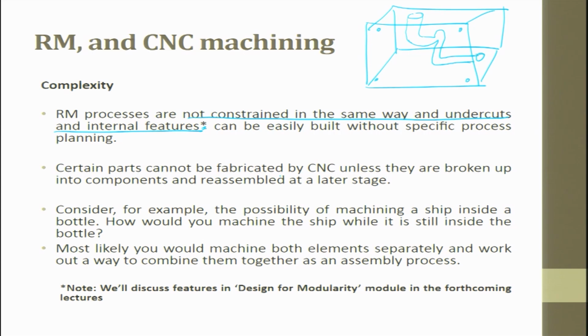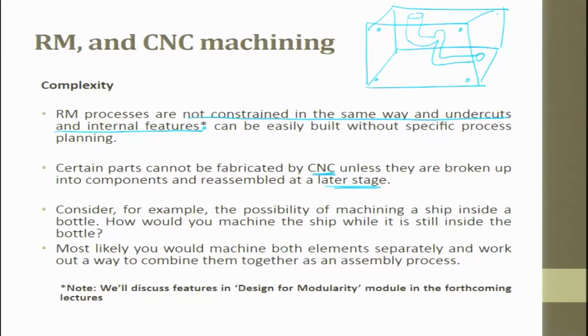Certain parts cannot be fabricated by CNC unless they are broken into components and reassembled at a later stage. Consider, for example, the possibility of machining a ship inside a bottle. How would you machine a ship while it is still inside a bottle? It's not possible. Artists and craftsmen do it, but on a CNC machine it is not possible. Most likely you would machine both elements separately and work out a way to combine them together as an assembly process.